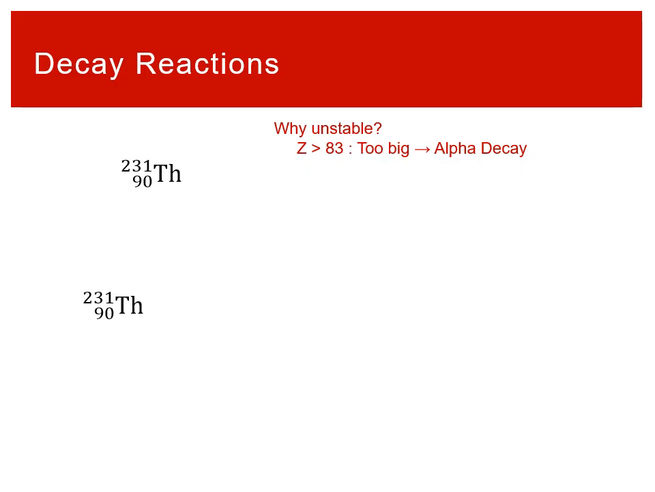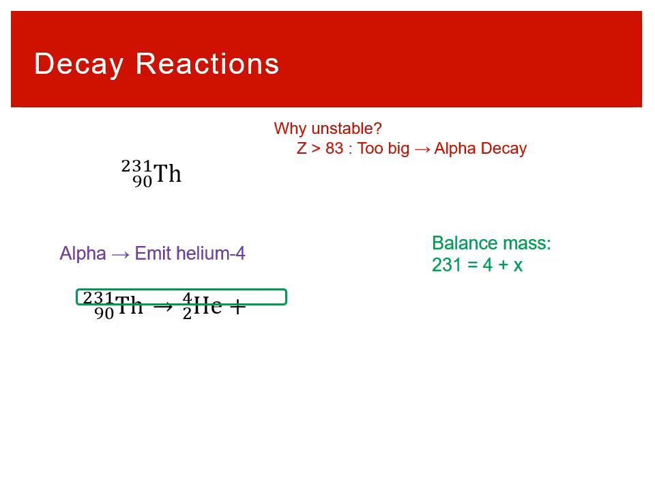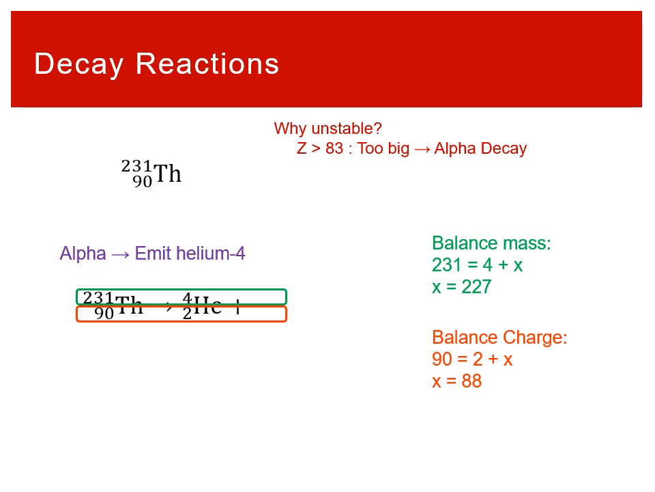Okay, so it's thorium-231 doing alpha decay. So the product is going to be a helium-4 nucleus or an alpha particle, right? That has 2 protons and 2 neutrons for 4 total particles. Balance out my mass, 231. I lost the 4, giving it 227. For the charge, it had 90, it lost 2, bringing it to 88. So 88, 227. I can then look up what that is. Atomic number 88 is radium.